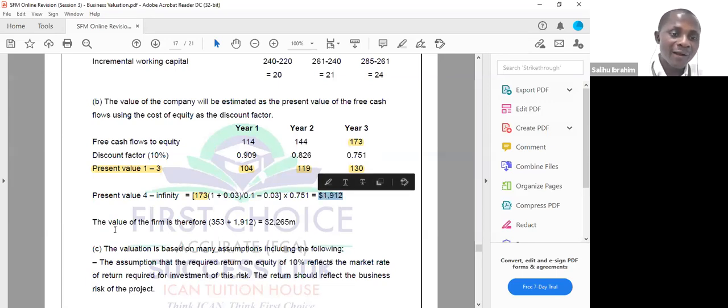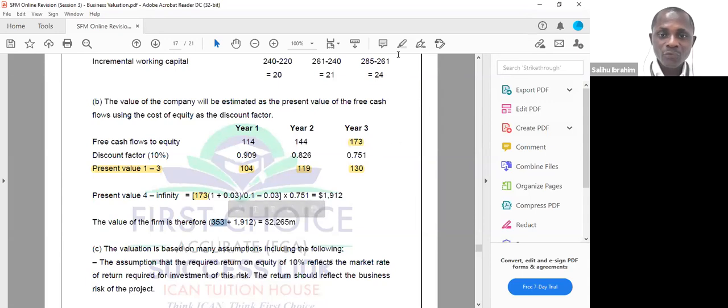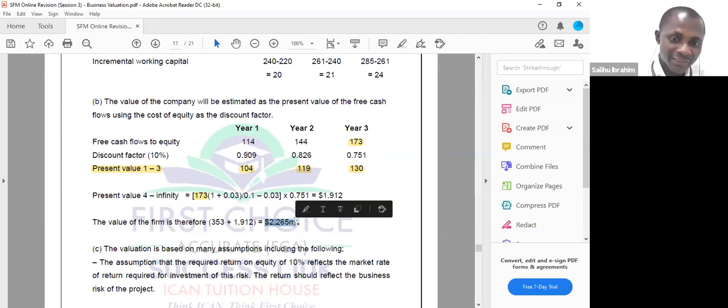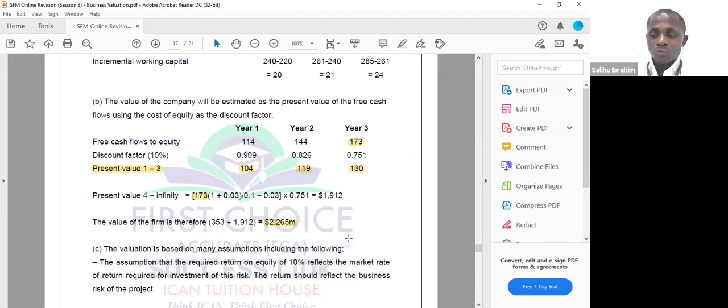So the total value of the firm will now be 353, which is the addition of all what you have here, plus 1,912. So the total market value of the company's equity is $2,265 million. So that is how to compute your market value using free cash flow to equity.